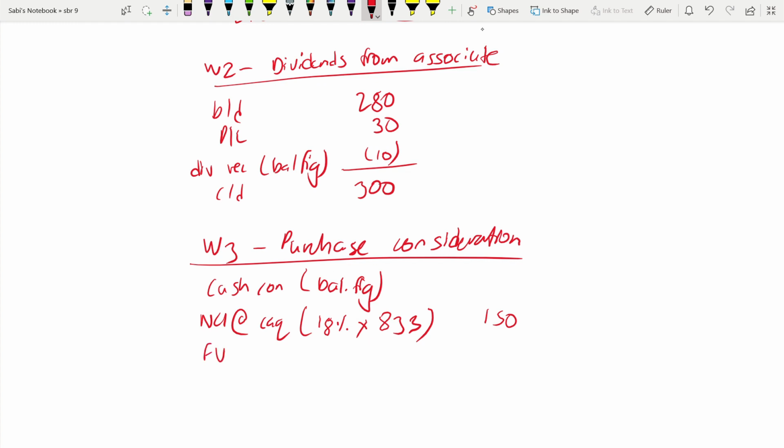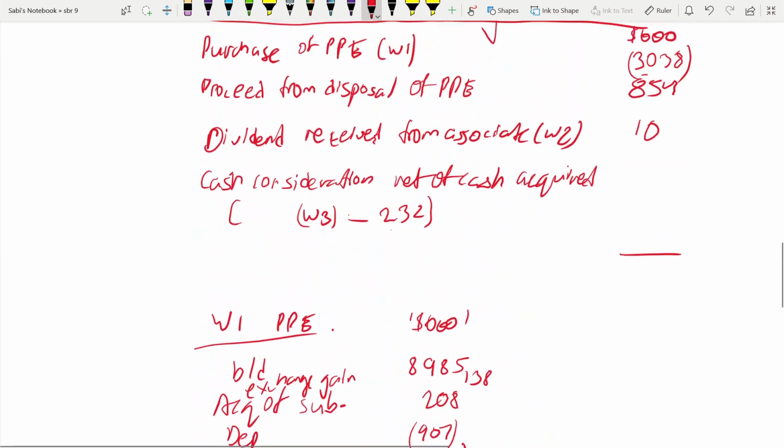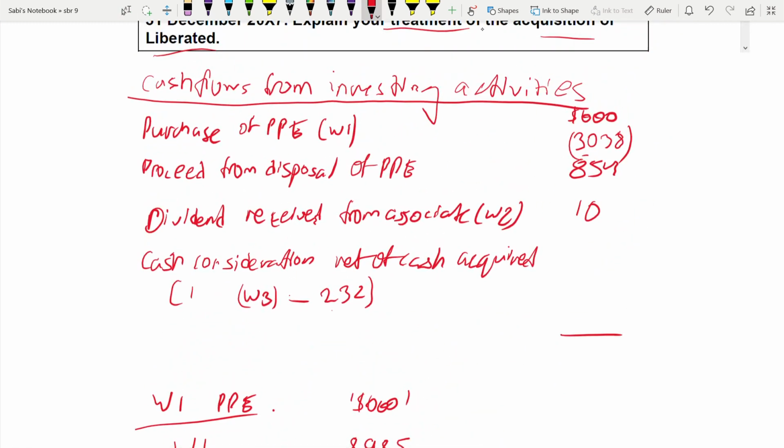And then we have fair value of net asset. Again at acquisition. It's 833. Goodwill has already been given to you, which is 585. So go back, 585 plus 833 minus 150 will give you 1268. This one, it's an outflow. Okay, so here when you go, it's 1268 minus this 232 cash equivalent, which will give you 1036 as an outflow, and the total amount will be 3210 an outflow.